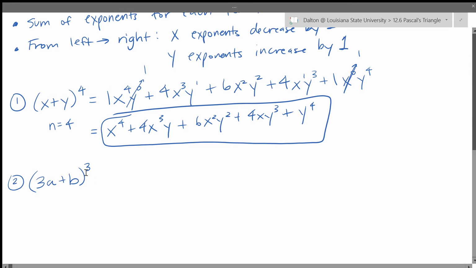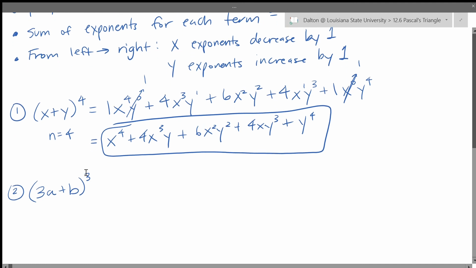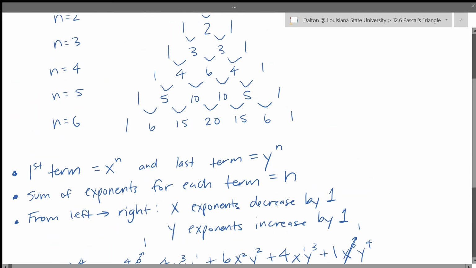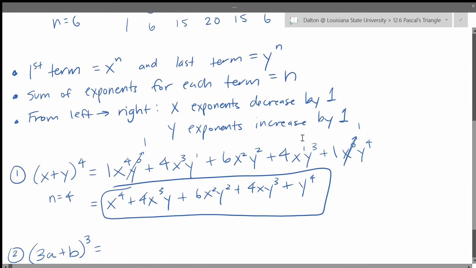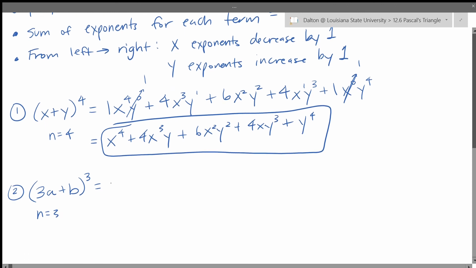So if you look at the triangle, again, my exponent is 3, so I have n equals 3 because of the exponent. So if I look at the row where n is equal to 3, the coefficients are going to be 1, 3, 3, and 1. So that's how I'm going to start off the expansion. 1, 3, 3, and 1. That part comes from the triangle. The other stuff comes from your terms raised to a particular power.